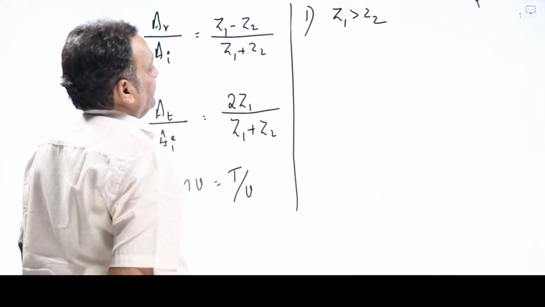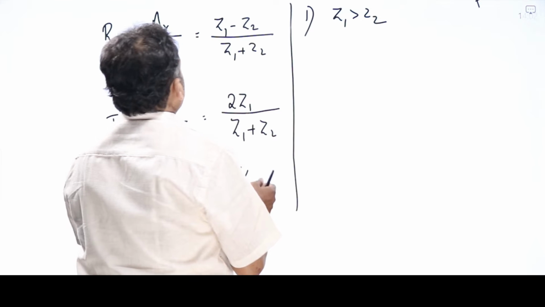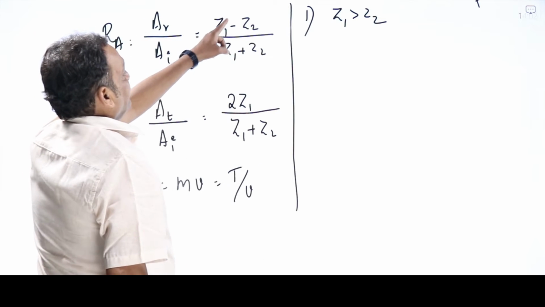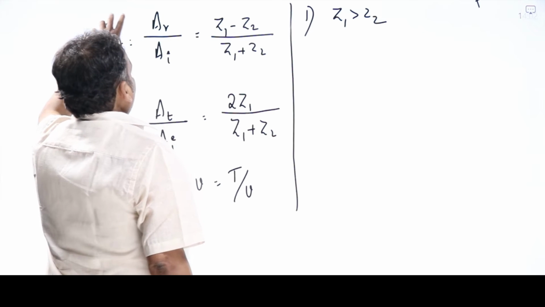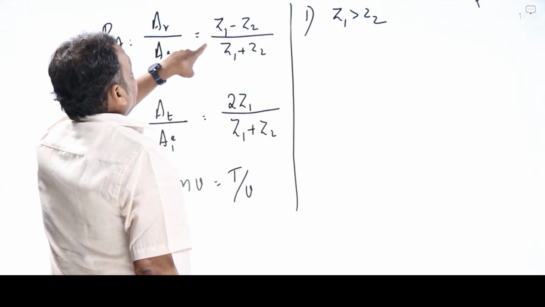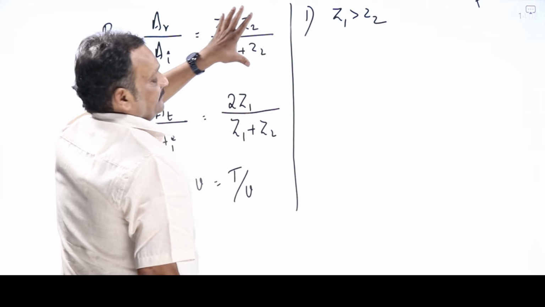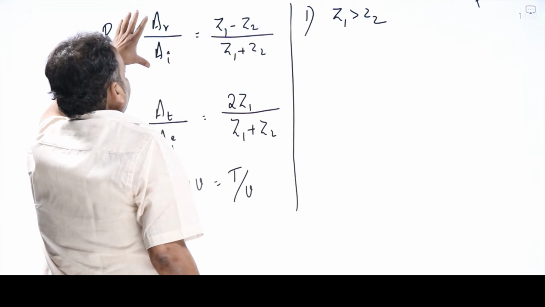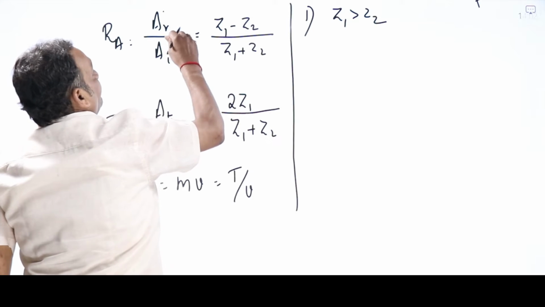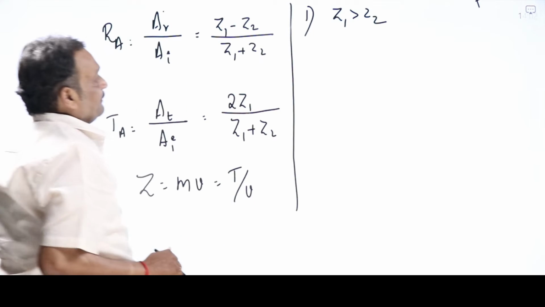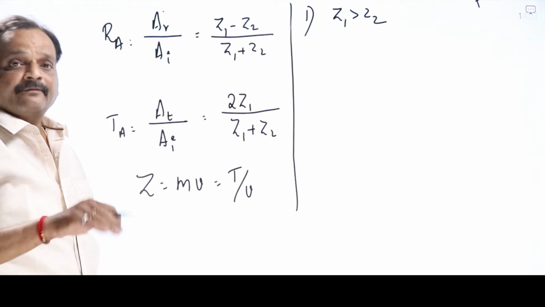Consider the case Z1 greater than Z2. When Z1 is greater than Z2, Z1 minus Z2 is positive. So RA is positive, which means AR is equal to something into AI, with no minus sign. That means the reflected wave and the incident wave will be in phase with each other.